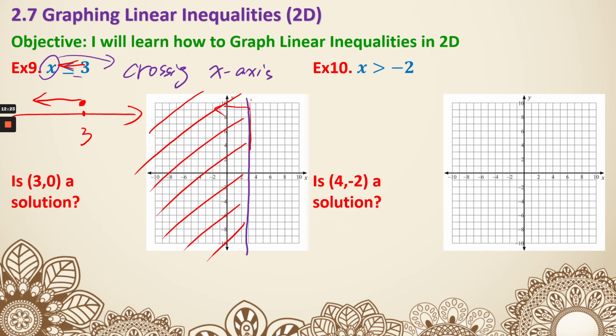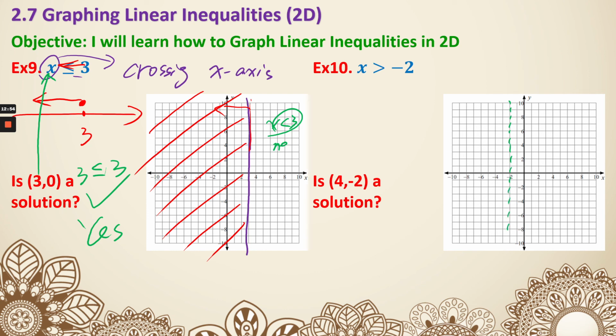Next question, is 3, 0 a solution or not? Well, if that's our x, if you plug it in, that's going to be 3 is less than or equal to 3. That still works. Again, the symbol is less than or equal to. Since it has the or and the equal, well, that still works. So yes, it is a solution. If this actually said x is less than 3, then no, it wouldn't be, because 3 is not less than 3. Number 10, x is greater than negative 2.